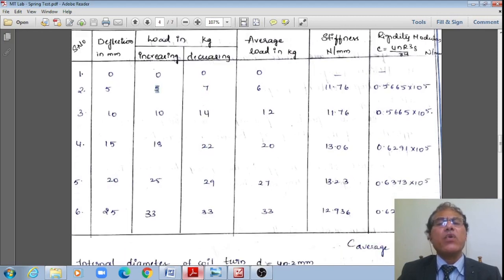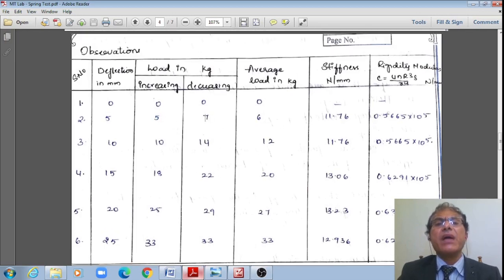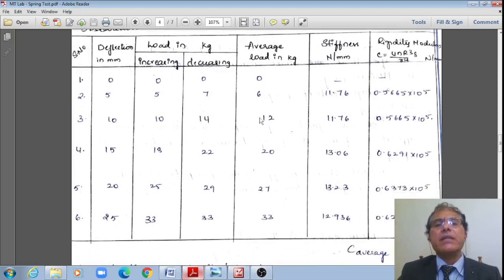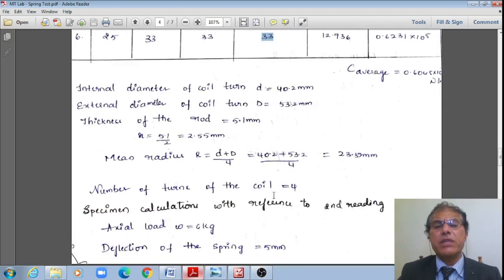Now I'll take the average load in kg. Therefore, 5 plus 7 divided by 2 is equal to 6, and similarly the other averages are 12, 20, 27 and 33 respectively.